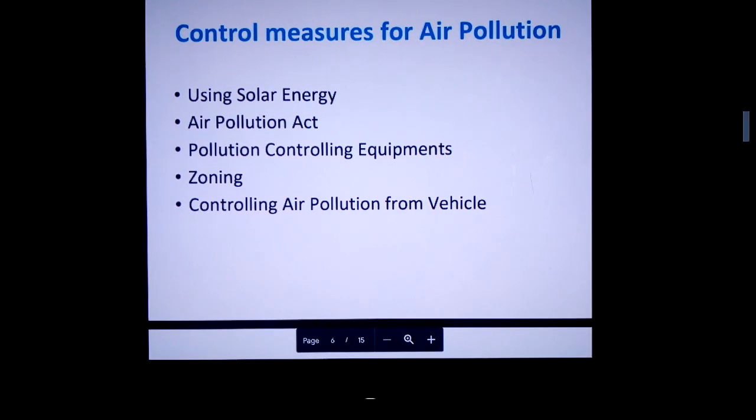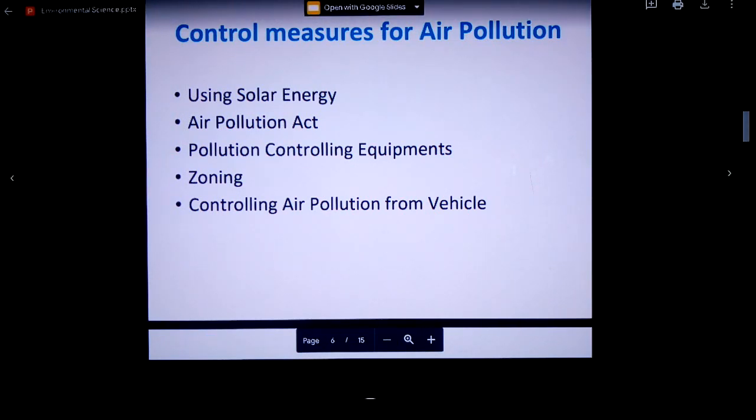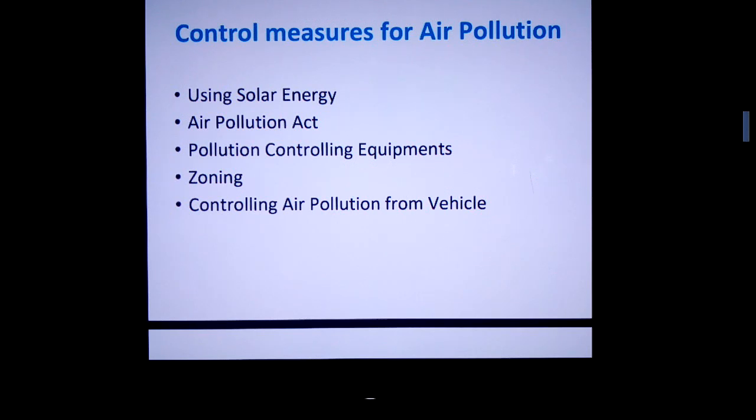So now we are going to learn certain control measures for air pollution. In this entire lesson 1, we are going to learn how to control air pollution. As human beings, we have to take certain measures to control air pollution, isn't it? So our role, how we can control, we are going to learn in different units: using solar energy, air pollution act, pollution controlling equipments, zoning, controlling air pollution from vehicles.